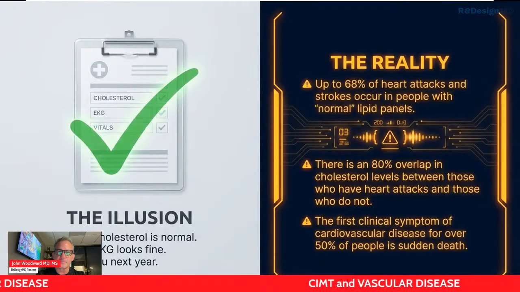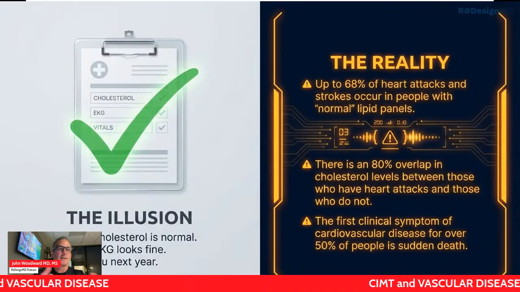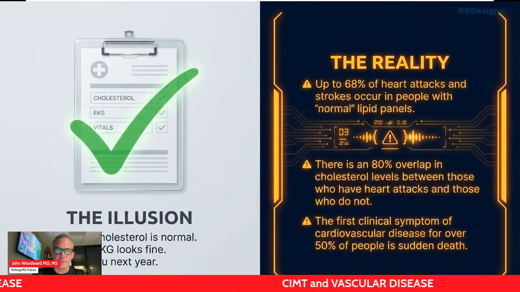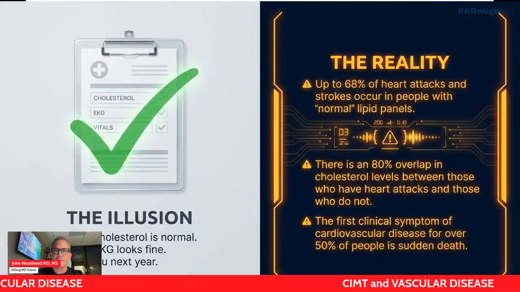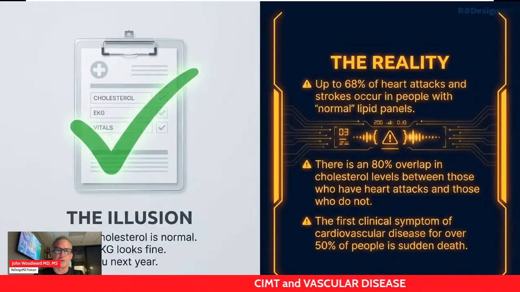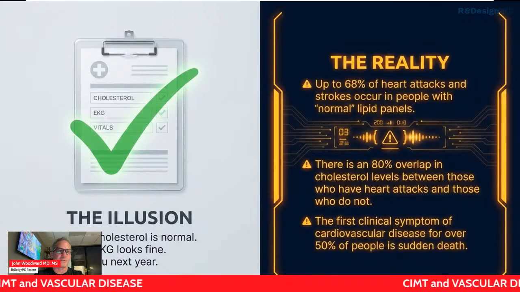So the illusion here is this. The illusion is that, doctor, my cholesterol's normal, my EKG looks fine, and we tell our patients we'll see you next year. Unfortunately, that's doing patients a disservice, as that's the end all be all. The reality is up to 68% of heart attacks and strokes occur in people with normal cholesterol. In fact, there's an 80% overlap of cholesterol between those that have heart attacks and those that do not.